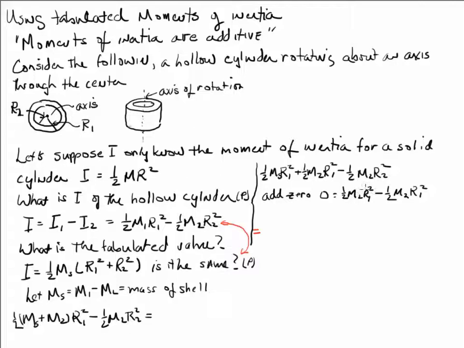Now we're going to do something that is done very often. We're going to add 0. And adding 0 is the same thing as adding 1/2 m2 r1 squared minus 1/2 m2 r1 squared. We're just subtracting the number from itself. Now, putting that into the equation, it seems like all I did was just add 0, but let's rearrange the terms a little bit.